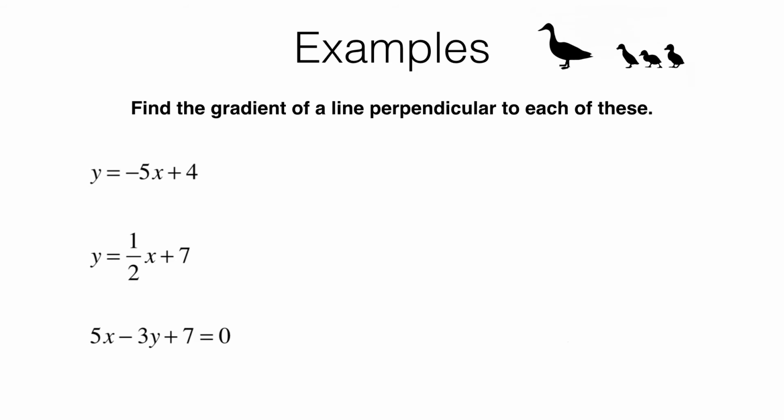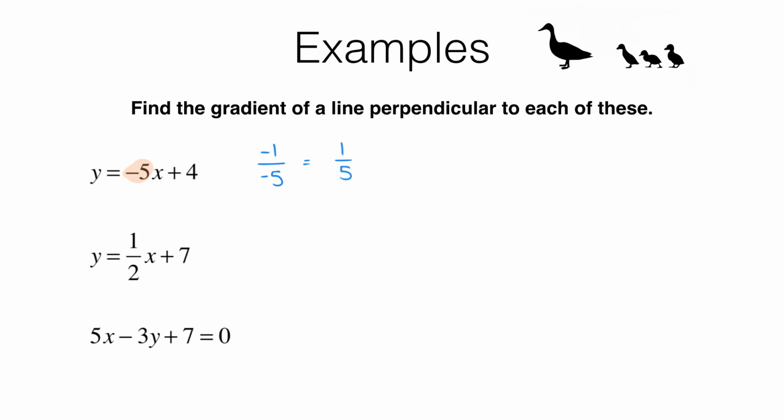For this first one, we've got a line that has a gradient of -5. That means any perpendicular line to this one is going to have a gradient of -1 over -5. Remember, we're looking for the negative reciprocal. And -1 over -5 actually simplifies to positive 1/5. You can think of this as multiplying the numerator by -1 and the denominator by -1 to get an equivalent fraction.